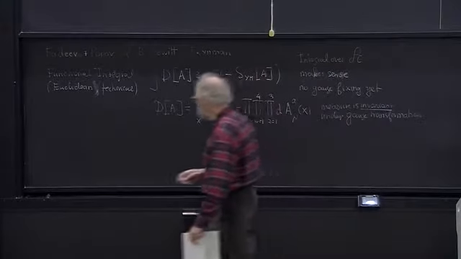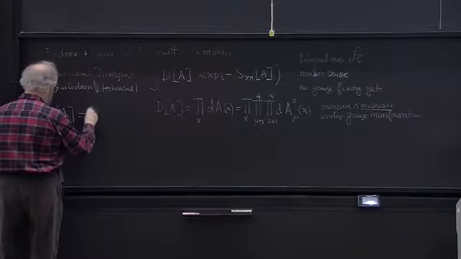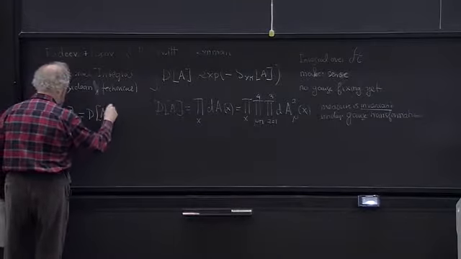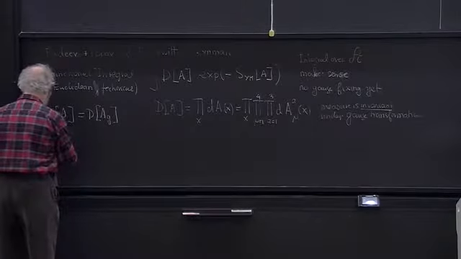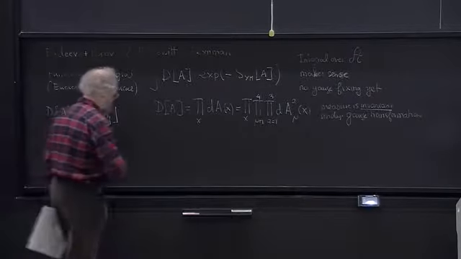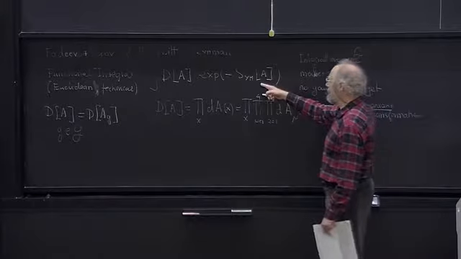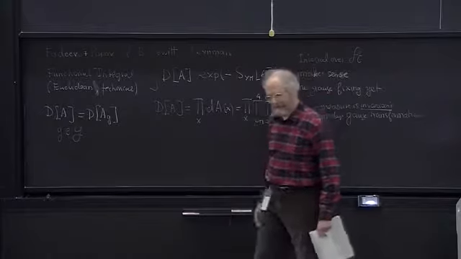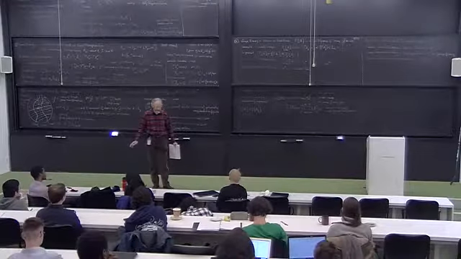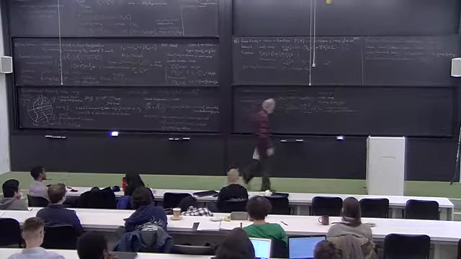It is invariant under gauge transformation. So in other words, dA is equivalent to dA^G, whatever G belonging to the big group is. So the action is invariant, and the measure is invariant. So this object is gauge invariant.